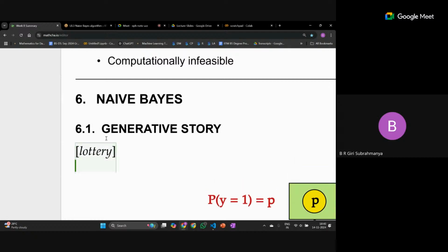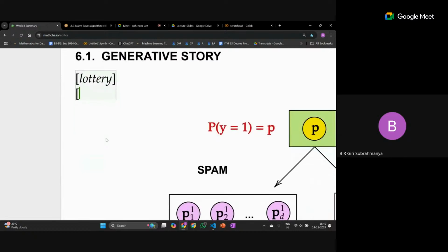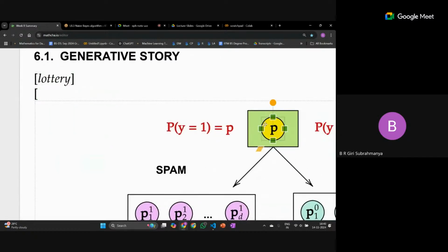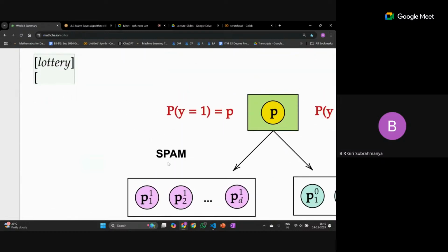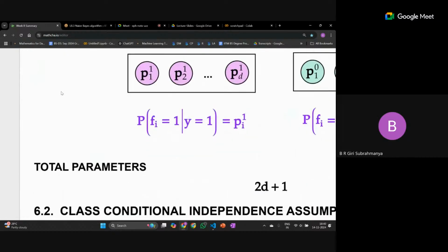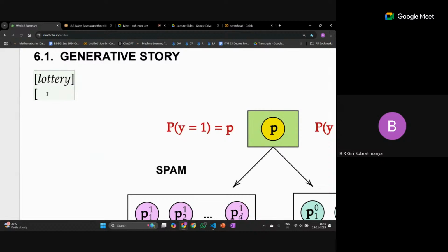The word is lottery. Now if this coin turned out to be heads, then it's a spam. Given that it's a spam, what is the probability that the email will have the word lottery? There's going to be a high probability, so let's say 0.85.